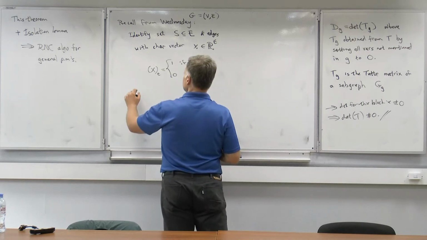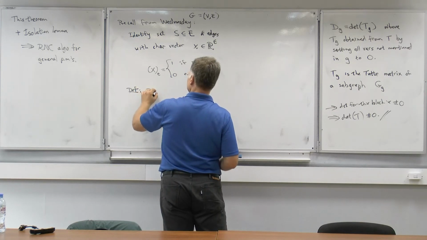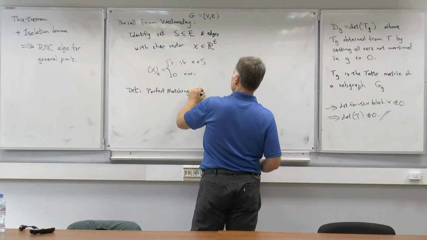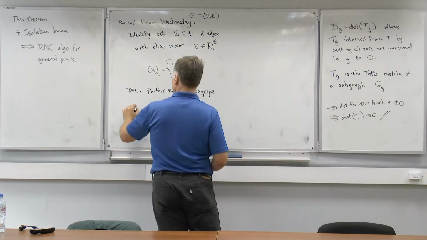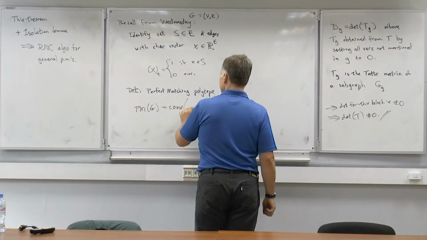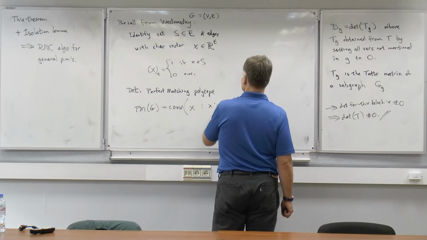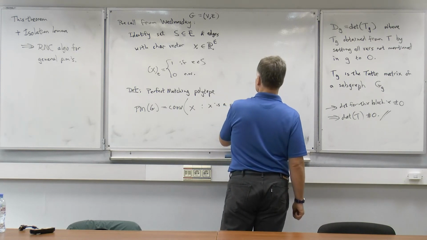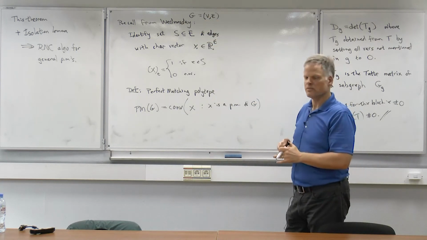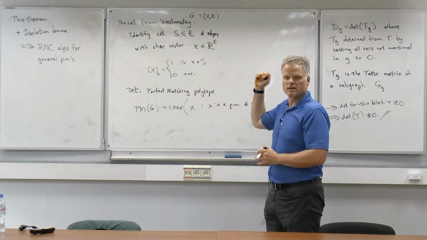Okay, so define the perfect matching polytope PM of G. This is equal to the convex hull of x such that x is a perfect matching. So I'm identifying sets of edges with their characteristic vectors. Is the definition clear? All right. So this is a polytope. It lies inside the hypercube.